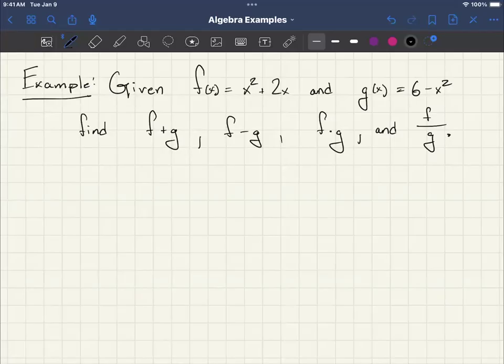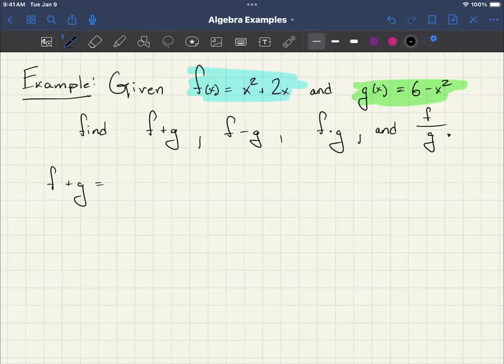Today we're going to look at two functions and see what happens when we combine them using four operations that we're used to working with: addition, subtraction, multiplication, and division. All right, so the two functions we're working with, first one is x squared plus 2x, and the second one is 6 minus x squared. So they're slightly different. Let's see what happens when we start with adding these two functions.